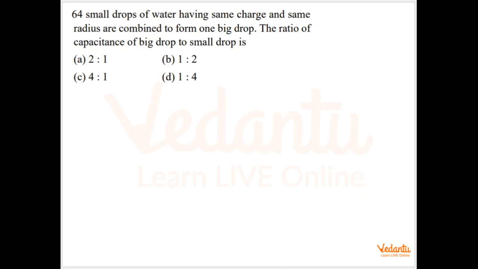In this question, 64 small drops having the same charge and same radius are combined to form one big drop. You have to find out the ratio of capacitance of the big drop to the small drop. Now, bacha look, what you have to understand in this case is that capacitance of an isolated spherical capacitor of radius r is given by the formula 4 pi epsilon naught r.